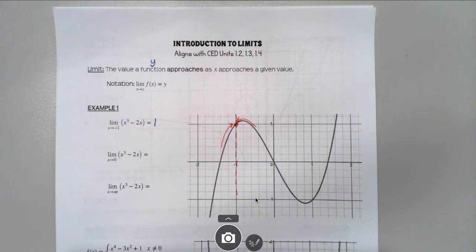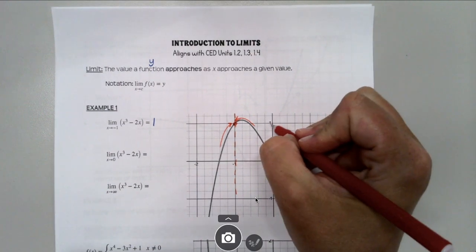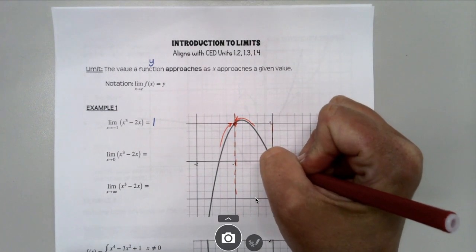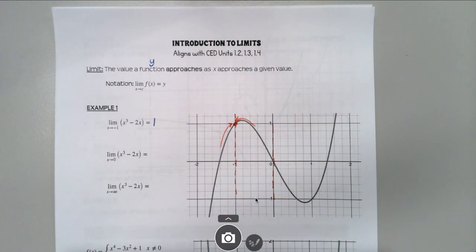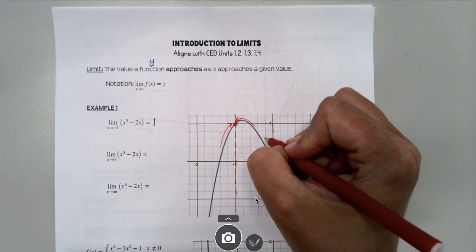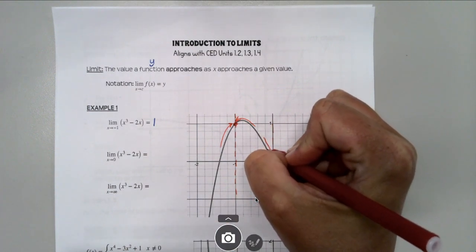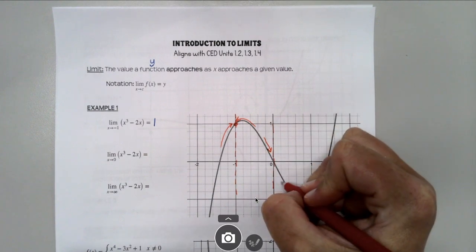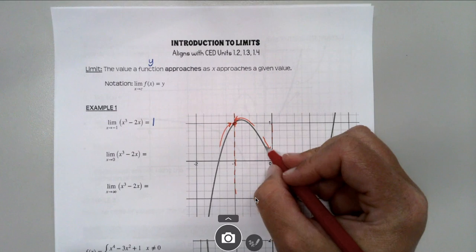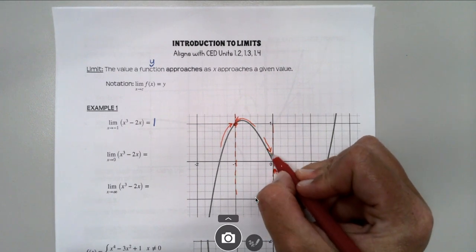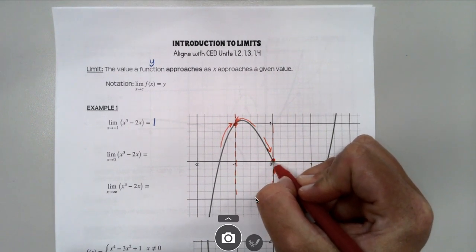Now let's do the same thing at x equals 0. So here's where x is equal to 0, right? Here's my wall at x equals 0. And I'm going to walk along the highway of my function. So I'm going to walk in from the left side like this. And I'm going to walk in from the right side like this. Okay. And on both sides, again, I'm approaching this y value right here.